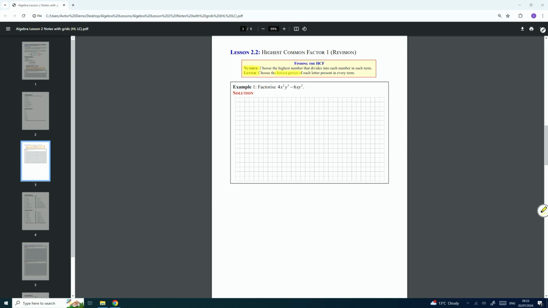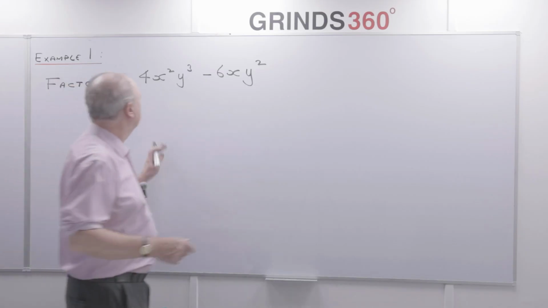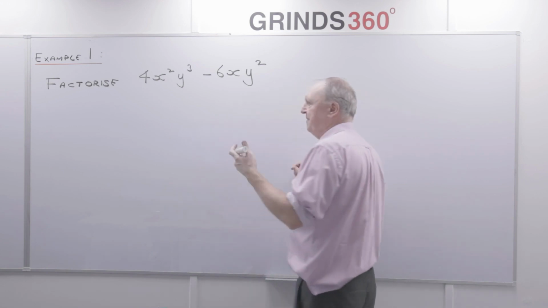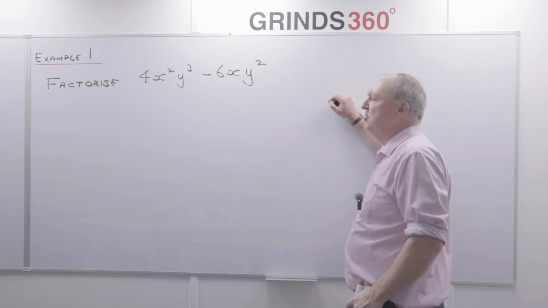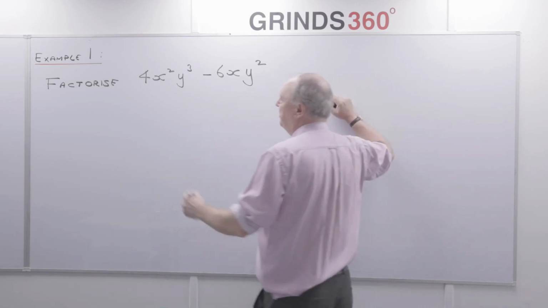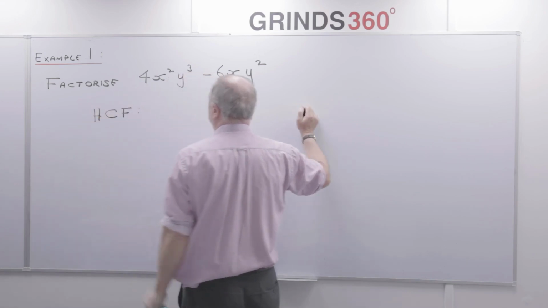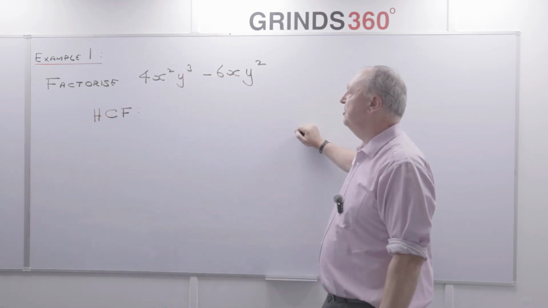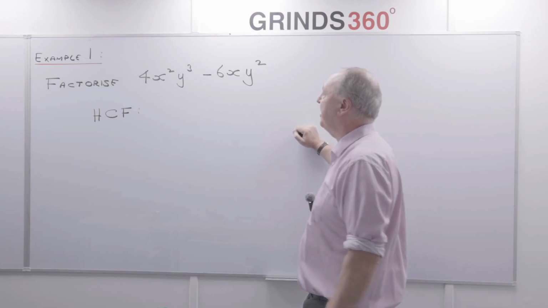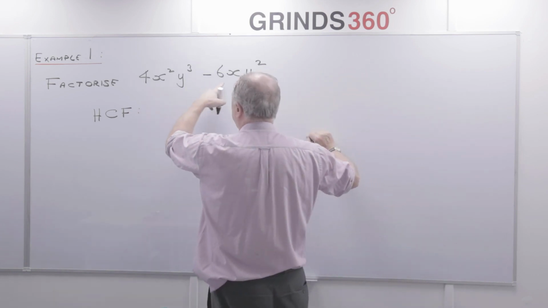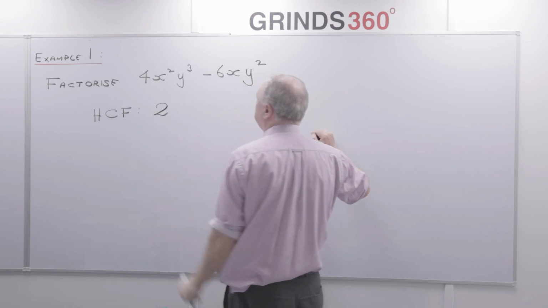So now that we know how to do the HCF, we're now going to factorize. Have a look at example 1. We're going to do example number 1 now. I want to factorize that expression there. The first thing I've got to do is, what is the HCF, the highest common factor? Look at the numbers. What is the highest number that divides into the 4 and the 6? The answer is 2.